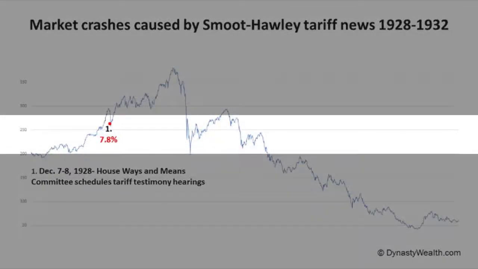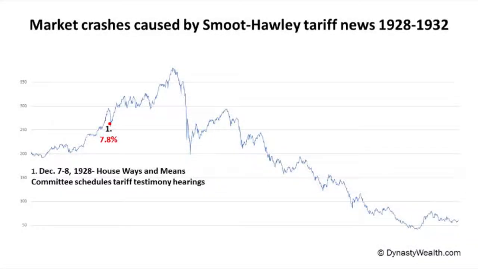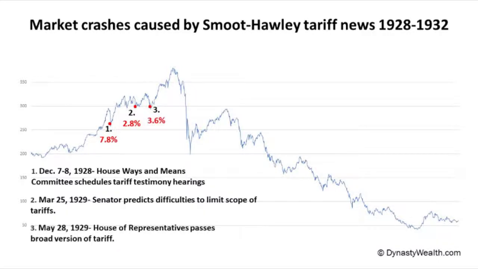The market fell by 7.8% after the U.S. House of Representatives Ways and Means Committee announced that they were scheduling tariff testimony hearings in December 1928. When a U.S. Senator in March of 1928 predicted that the Senate could have difficulties in limiting the scope of the tariff, the market fell by 2.8%. The market declined by 3.6% after the House of Representatives passed a broad version of the tariff in May 1929.